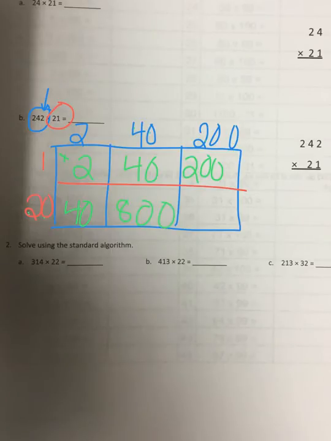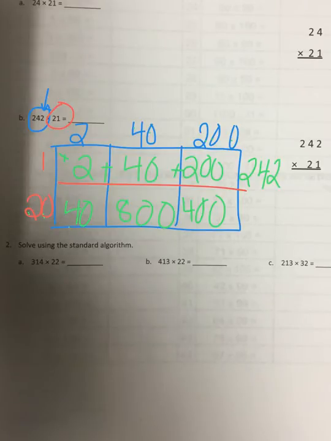20 times 200, well, I know 2 times 2 is 4, and I see 1, 2, 3 zeros. Okay, I'm good to add all of this up. I'm going to add my top row first. I'm going to do that in green. Okay. 2 plus 40 plus 200. Well, that's easy. That gets me 242.